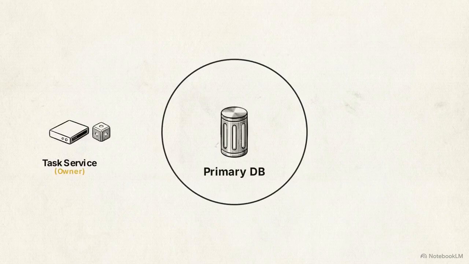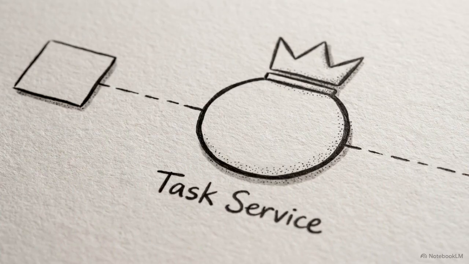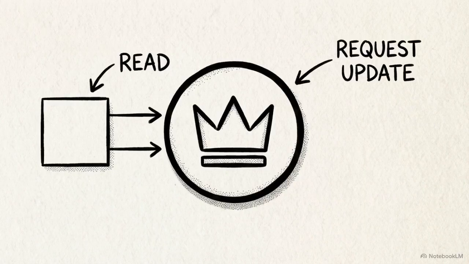Ownership means one specific service, and only that service holds the authority to write to a dataset, validate the inputs, and define the rules. If a module doesn't own the data, its only architectural right is to read it, react to it, or politely ask the owner to change it.